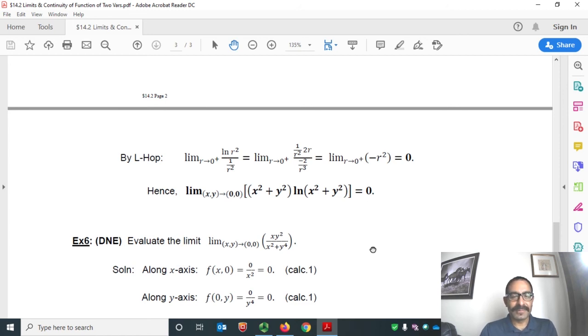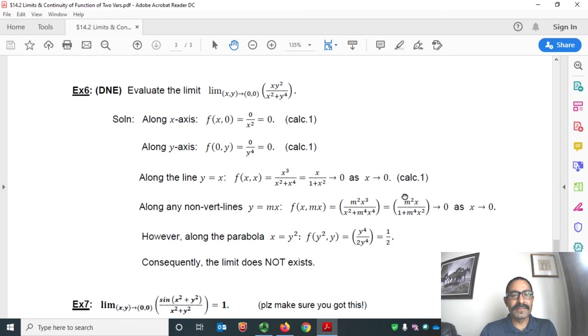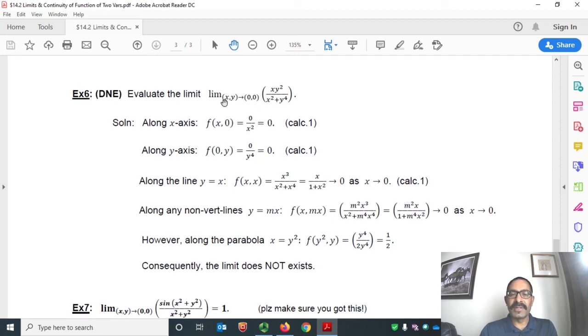Now let's move on. Example 6. Evaluate the following limit: limit as (x,y) tends to (0,0) of x y square over x square plus y to the power 4. Again here, the domain of this function is everything but the origin. Now let's compute the limit along these lines. Along the x-axis, put y equals 0. So the function is 0. That means the limit is 0. Along the y-axis, put x equals 0. The function is 0. Then the limit is also 0.